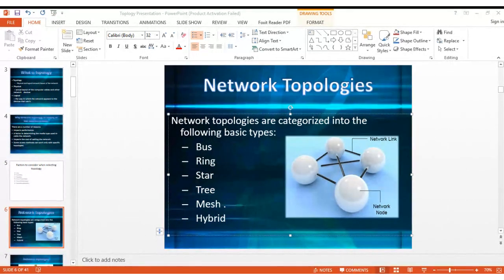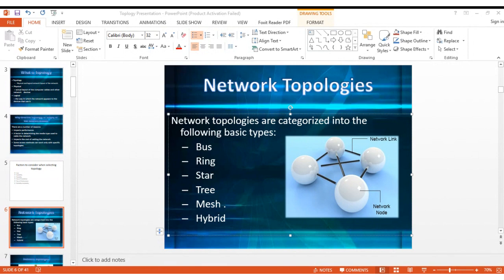So let me ask you, Nyabela, which topology have you interacted with, or have you ever seen? Is it a bus topology, a ring topology? For example, in a cyber cafe, are they using a bus topology or a ring topology?